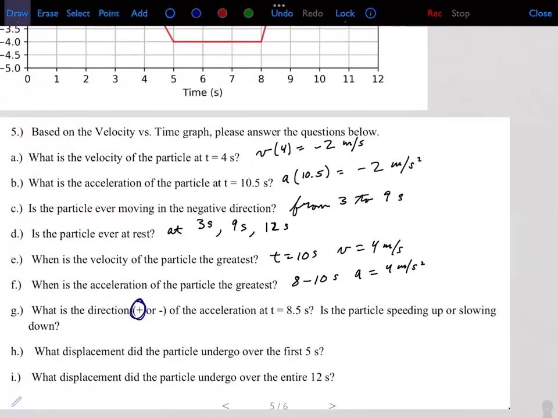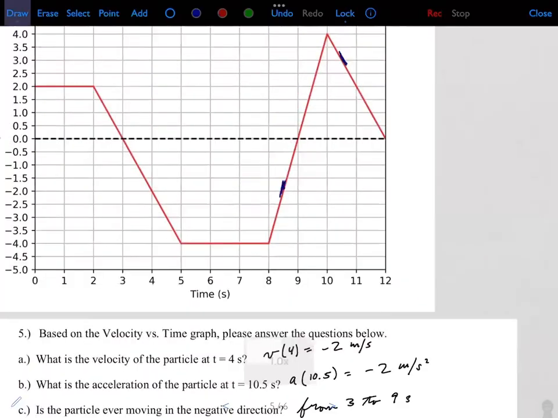So in this case, we're slowing down. Okay, what displacement did the particle undergo over the first 5 seconds? So to figure out displacement, I'm going to need to find the area here. I guess I can split this up into a rectangle, say a triangle, and then say another triangle here.